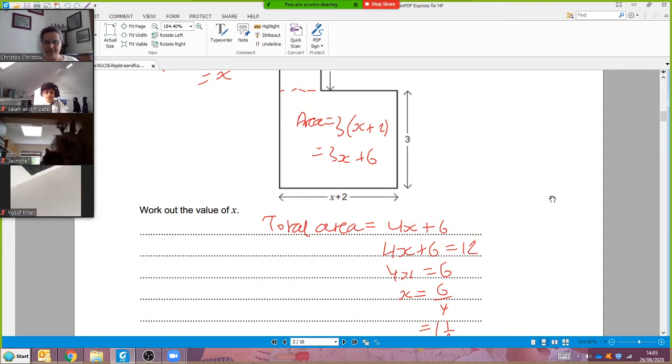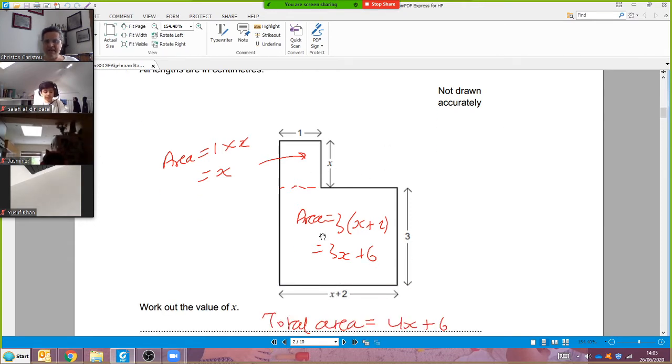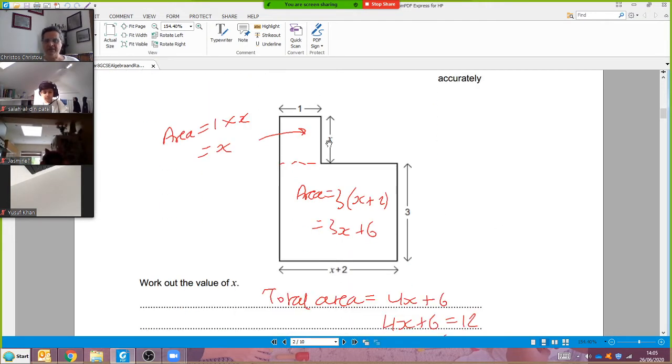So here it is. I know the total area is 12 centimetres squared. So that little blob plus that little blob will come to 12 centimetres squared. So the area of the top bit is just 1 times x, easy peasy. The area of the bottom part is 3 times x plus 2, which you need to multiply out. And that will give us 3x plus 6, won't it? 3x plus 3 lots of 2. So the total area is 3x plus 6 plus that little x as well for the whole fat L. All right. So that comes to 4x plus 6 altogether.